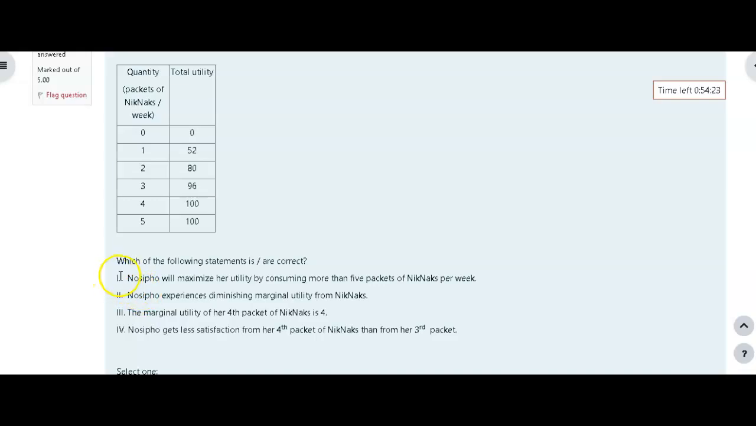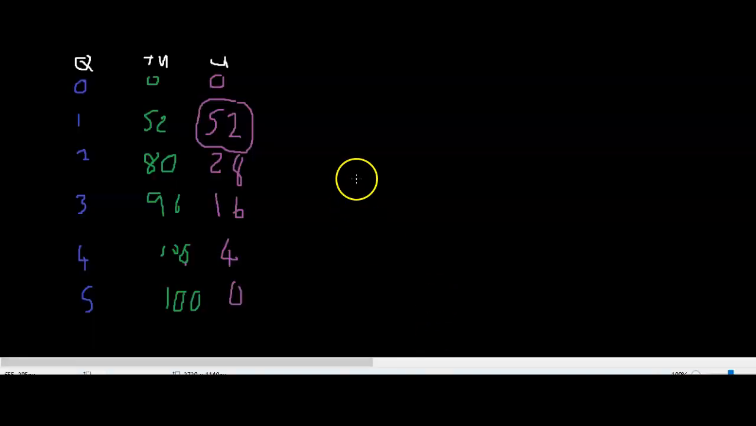So over here, SIPO will maximize utility by consuming more than 5 packets of knickknacks per week. No, not more than 5 packets of knickknacks per week, right? Also, you can say it in both ways. You can also say over here, the utility gets maximized on the 4th one. But I think this is the most accurate answer because the maximum happiness is over here on the first one, right? So the answer is wrong.